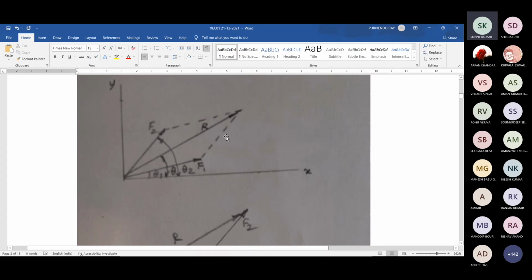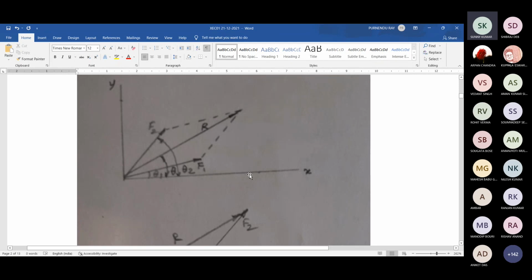The projection of F2 on the x-axis is F2 cos theta 2. When you add these two, the summation of the projections is F1 cos theta 1 plus F2 cos theta 2. That corresponds to the line from this point to the foot of the perpendicular from the terminal of the resultant R. So ultimately it is R cos theta.